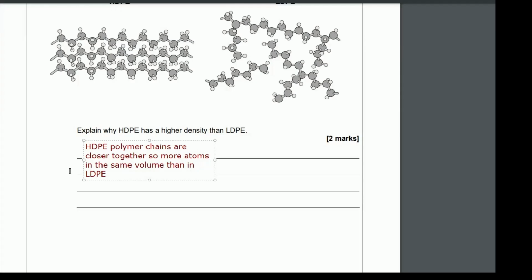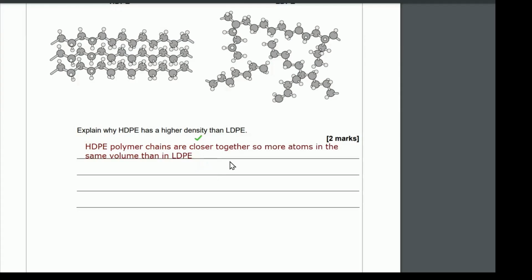We're saying they're closer together, which means you've got a greater mass. Remember, density is mass over volume. So I could say more atoms in the same volume or a greater mass in the same volume because density is mass over volume. If you want to know why that is, it's because these have stronger crosslinks and this has got branches, which doesn't allow the polymer chains to get as close. Anywho, let's move on.